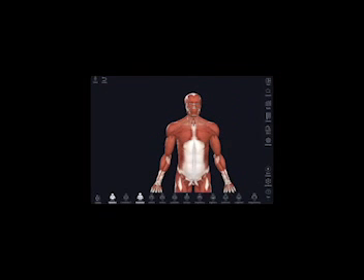So those three will together do the adduction. Okay, so that was the abduction and adduction. I want to move on to quickly talk about the flexion and extension.